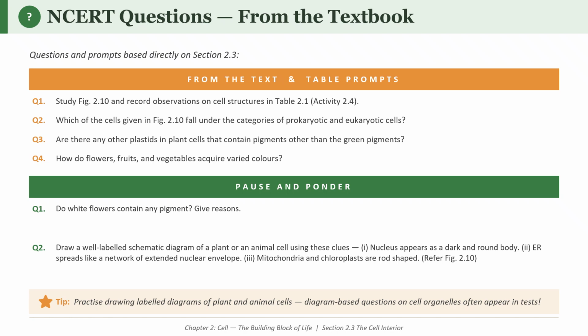So here are some NCERT questions from the textbook, children. For these questions, I am going to give you a separate video along with the answers. Let's skip to the next slide.